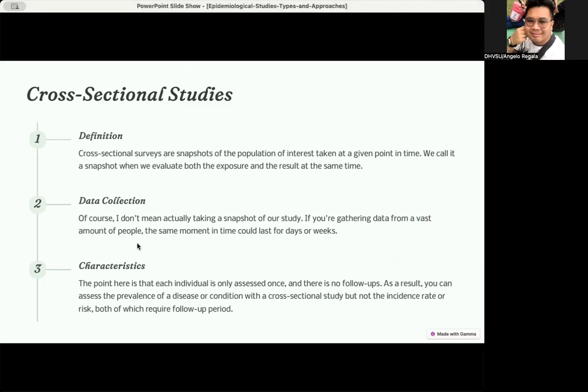Okay, so in terms of data collection, we gather data from a vast amount of people. Okay, so the same moment in time could last for days or weeks or even months. Okay, so that is the cross-sectional study design.